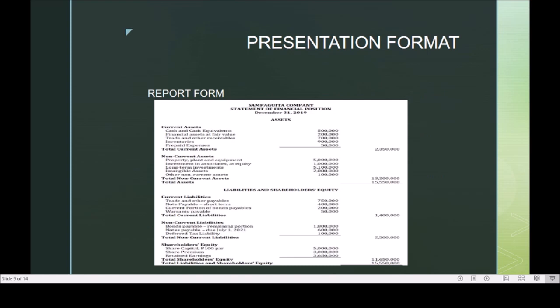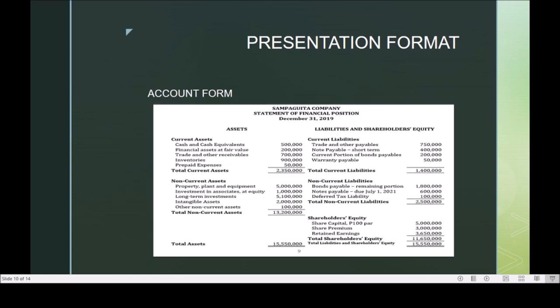Presentation format. We have two different presentation formats. We have the report format. If you are going to observe the picture provided in the report format, the report format will begin from the heading, and then una po yung mga assets, then nasa baba naman yung liabilities and shareholders equity. Ganun lang po yung itsura ng report form ng balance sheet.